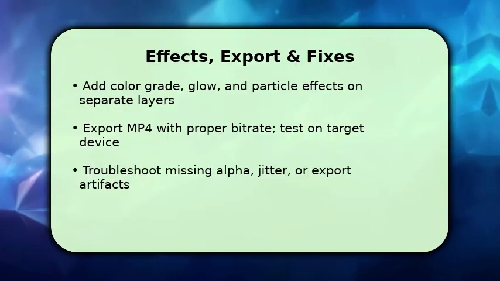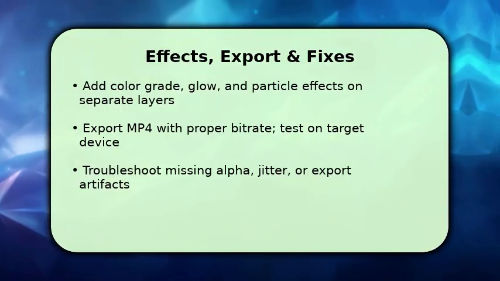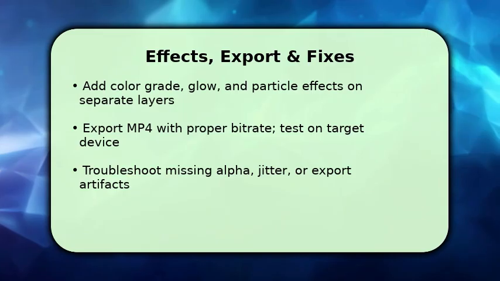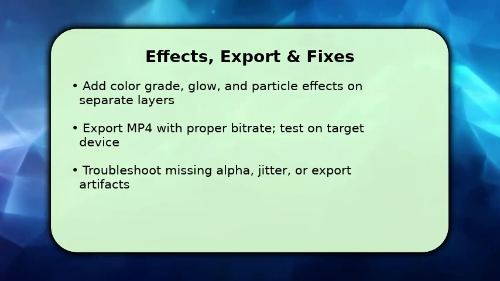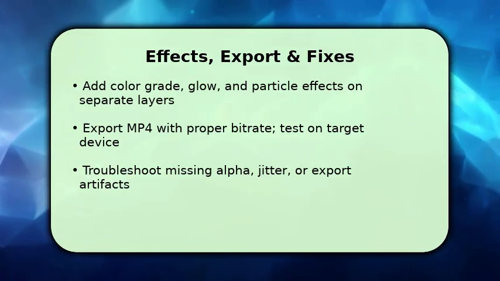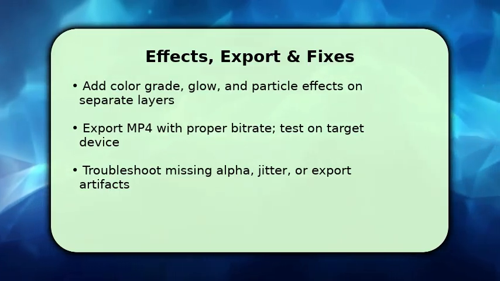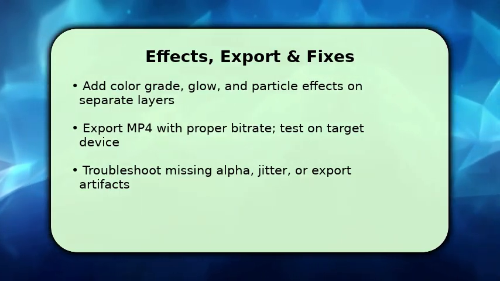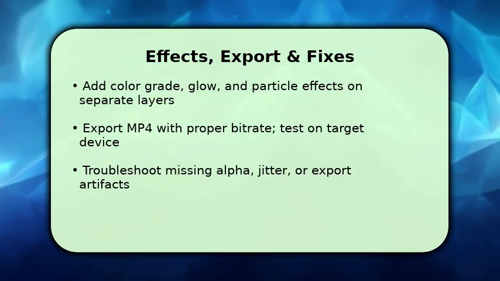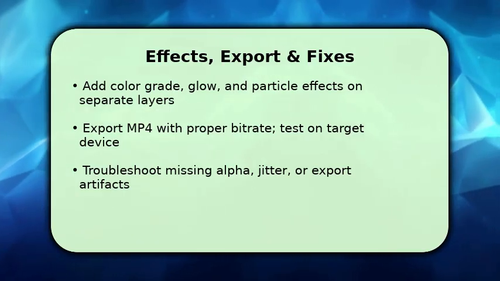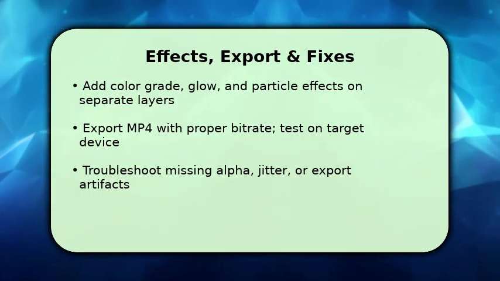You should also pre-compose complex groups to reduce lag and then export as MP4 or MOV with a high bitrate for clarity. Test the file on your target device. If things go wrong, check for missing alpha, use PNG, jittery motion, clean up stray keyframes, or export artifacts, raise bitrate, or render in parts. If necessary, re-render only the problem segment to save time.